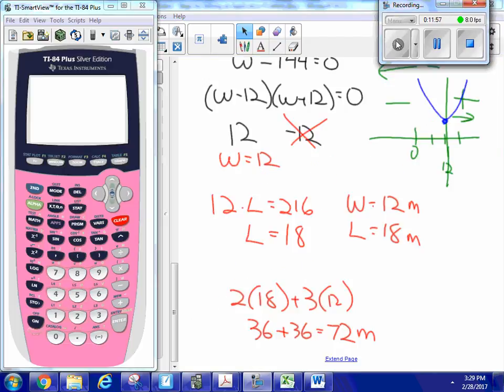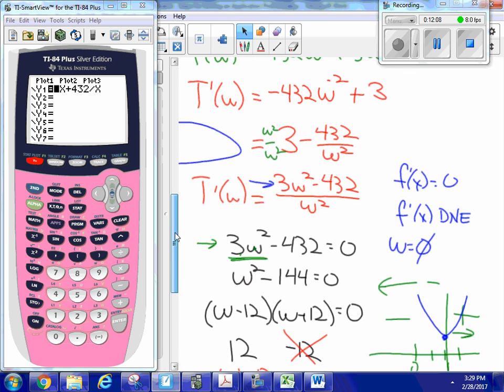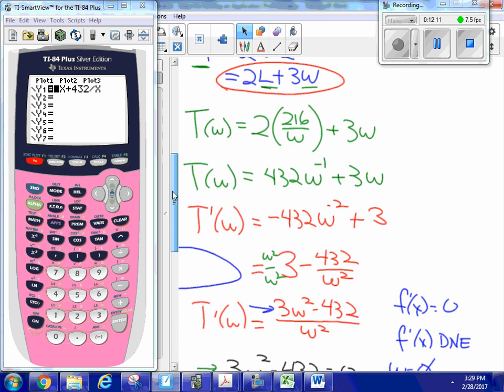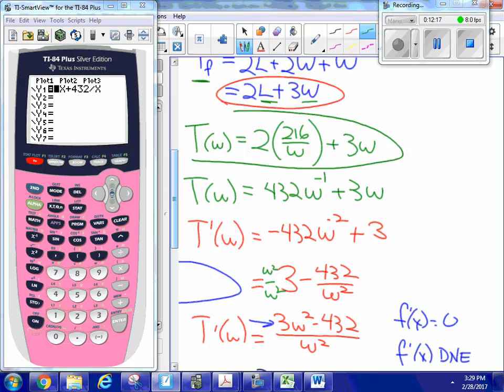I think it's not a bad idea always to check it on a graph, make sure that we're thinking right, although I'm pretty confident in this answer. But I'm going to take the equation of my total fence. So that is this equation right here. Remember, I'm trying to minimize that. I want to take that equation. And so I have my 3x, or here it's 3w, plus 432 divided by w. And I'm going to graph it.